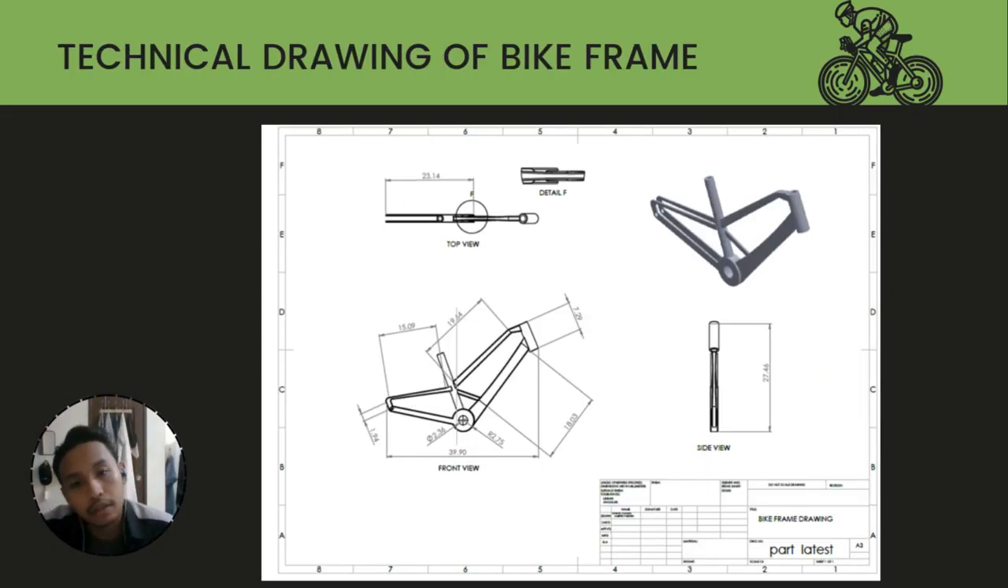This part is about the technical drawing of the bike frame. There we made the dimensions of all the aspects of this bicycle bike frame that we chose. We aligned it with the literature review and previous journals, so we get this current result.